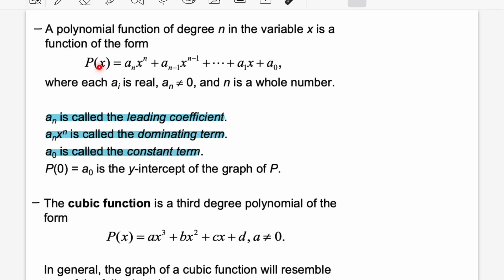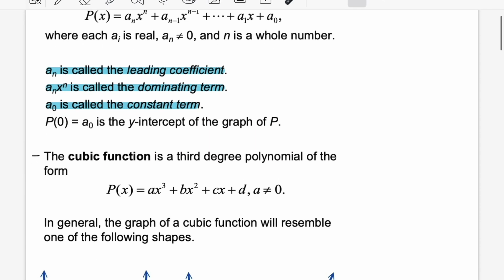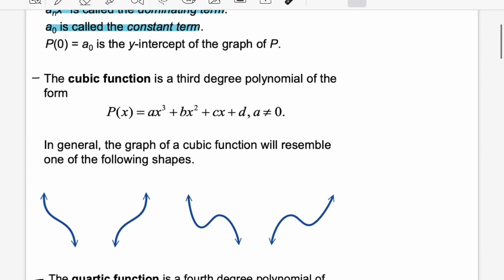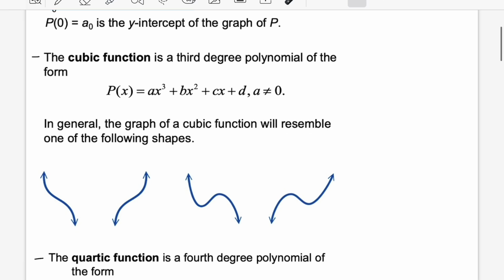And because of this, if we were to plug in 0 into this function here, we would get that p of 0 is equal to just a sub 0. So that is also going to be the y-intercept of our graph of p. Okay? So the cubic function is going to be a third degree polynomial of this form here. And as we can see, it is going to be a third degree, so we have this x cubed in our leading term here. And so in general, the graph of a cubic function will look like one of these following shapes here.